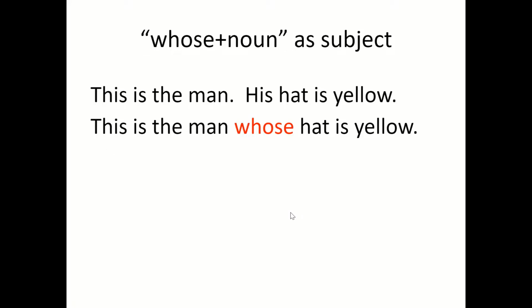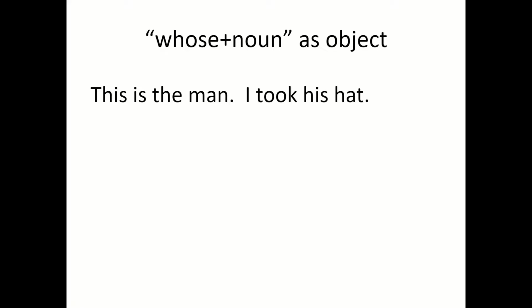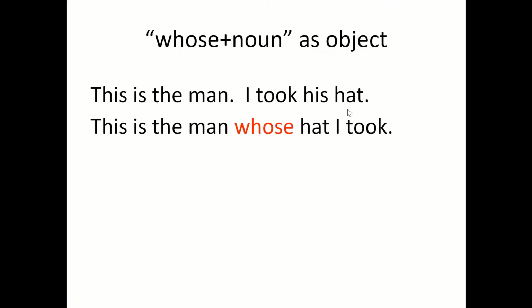Now, whose doesn't actually move around by itself. It moves around with the noun it is attached to. So when it's the subject, it looks like this. This is the man, his hat is yellow. This is the man whose hat is yellow. But when the whose plus noun is an object, like this is the man, I took his hat. His hat here is the object, it's what I took. Then we move both whose and the noun up to the front of the clause. So this is the man whose hat I took.